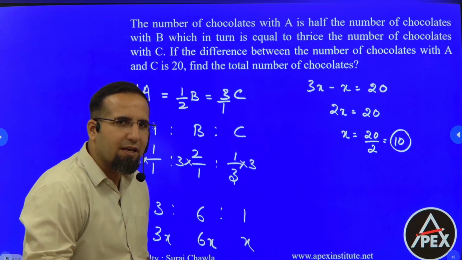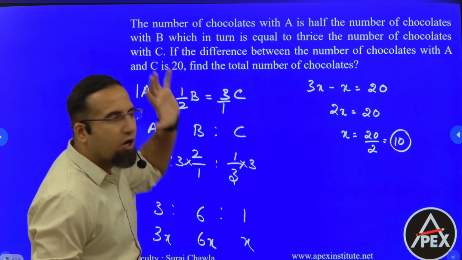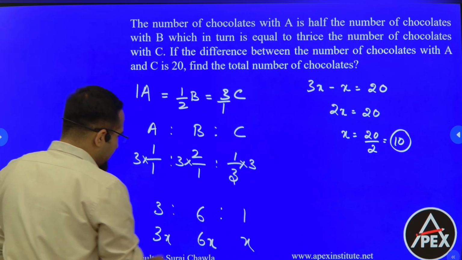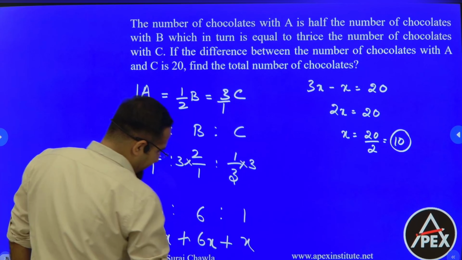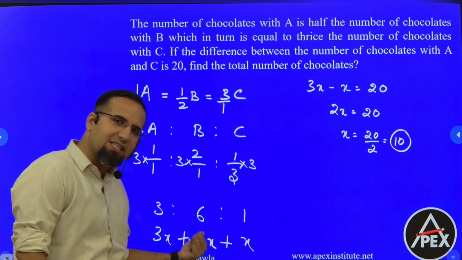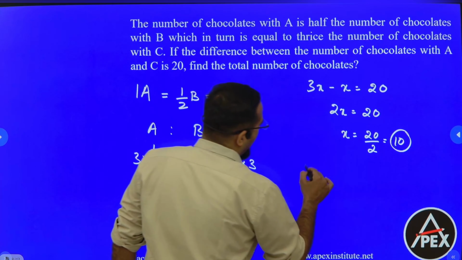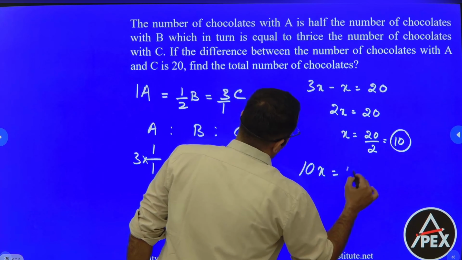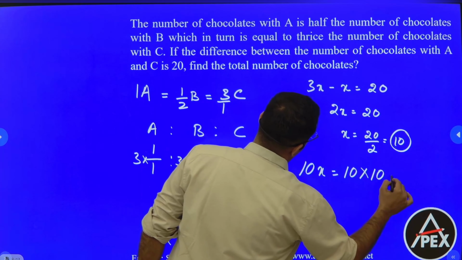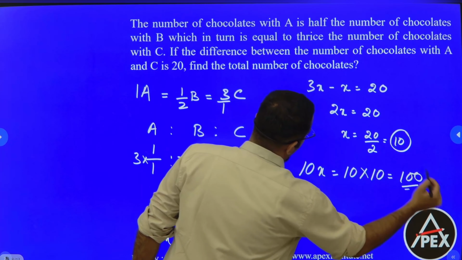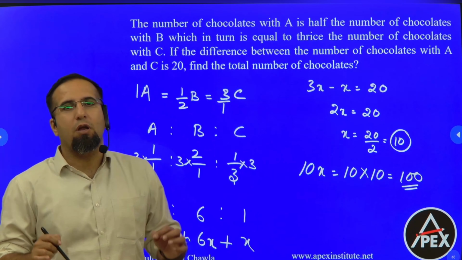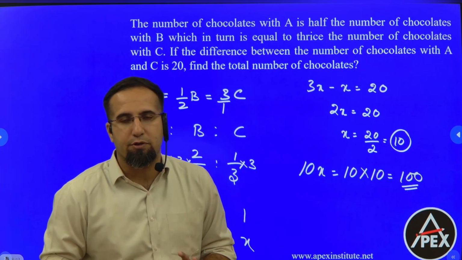What is the question asking us? Question is asking us find the total number of chocolates. Total number of chocolates क्या था guys? 3x plus 6x plus x. 3x plus 6x हो गया 9x, 9x plus x हो गया 10x. So therefore अगर x का वैल्यू 10 है तो 10x का वैल्यू कितना हो जाएगा? 10 into 10 that is equal to 100. So therefore the total number of chocolates here is going to be 100.